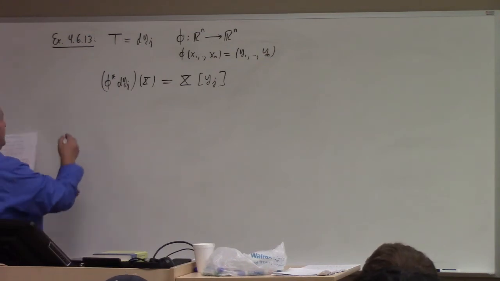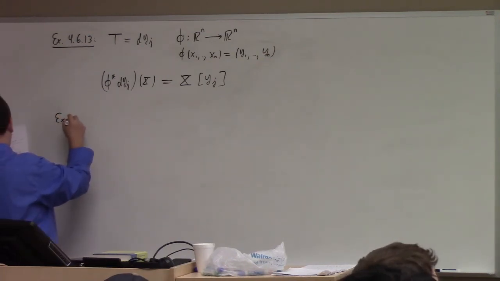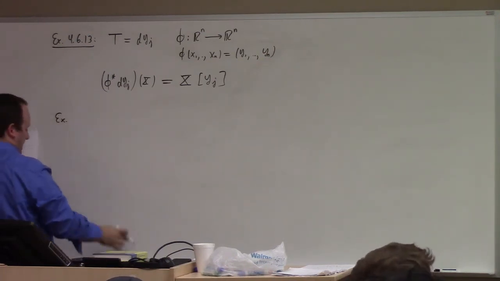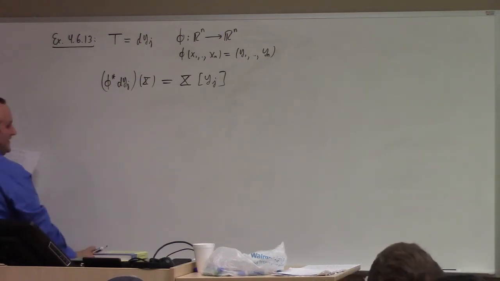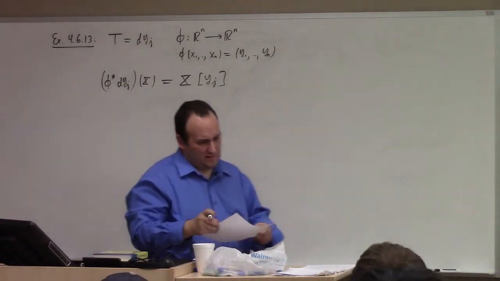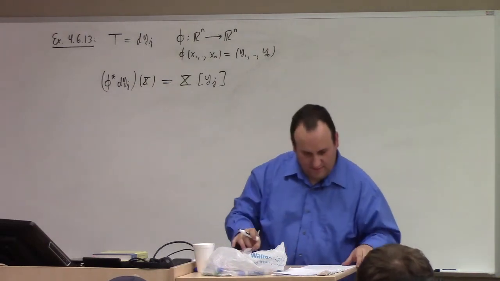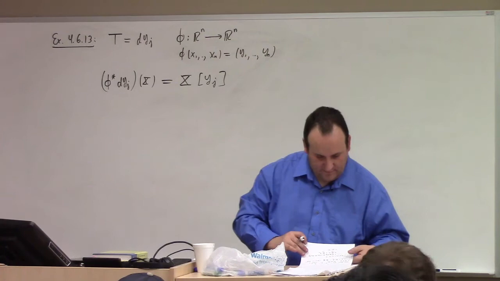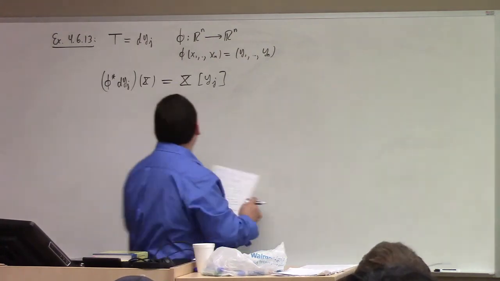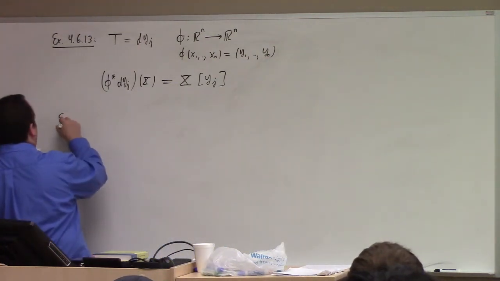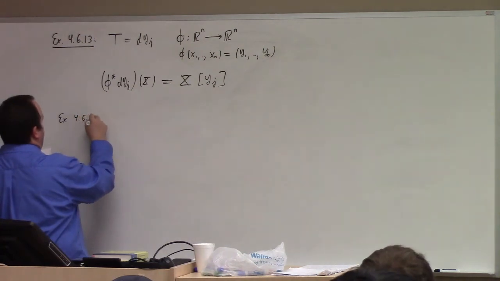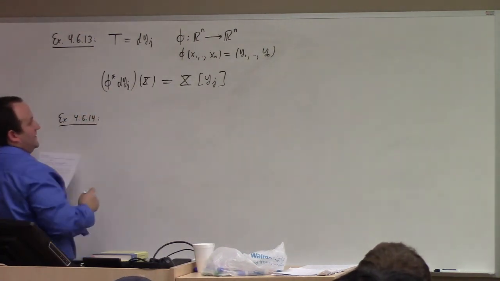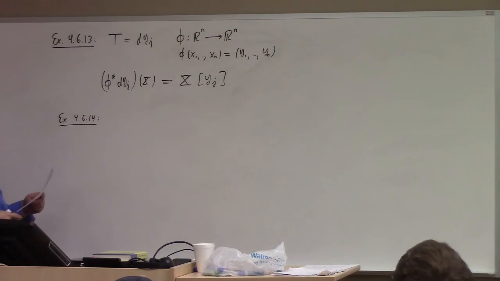And he has another example. I'm not even going to write it down. I don't think it's particularly enlightening for our current discussion. I'm going to go on. Got to know when to hold them, when to fold them. Could you at least give me a number of it? Yeah, it's the next one, 4.6.14. He basically just pulls back, instead of pulling back the one form, he pulls back the fundamental vector field.